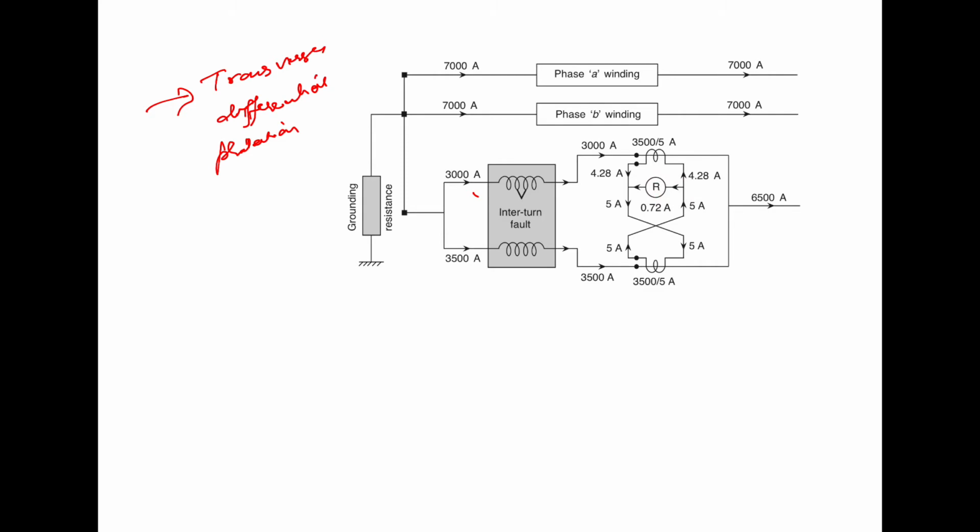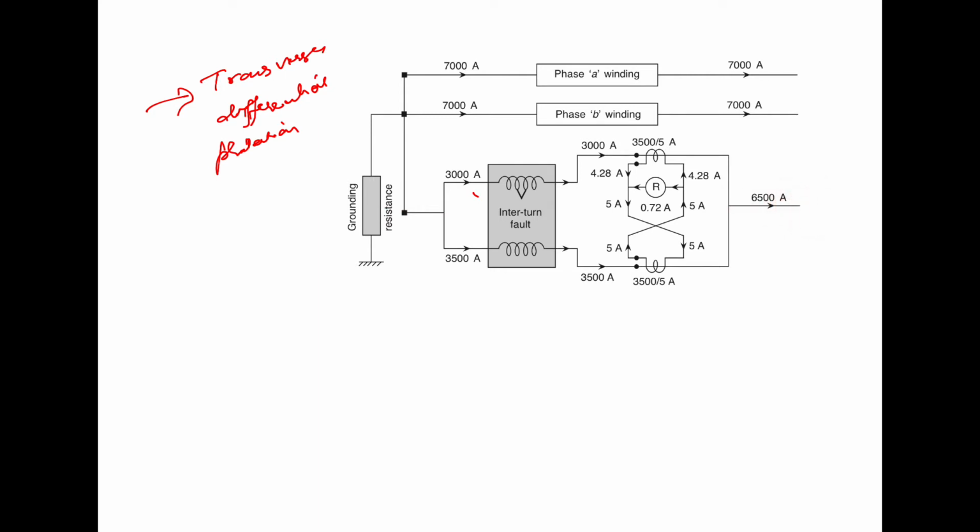Now again I can say that the half of the winding in which there is the interturn fault is carrying nearly about 3000 ampere, and a healthy half actually carries the 3500 ampere, and the current entering the phase C winding as a whole is 6500 ampere. From here it is 6500 ampere, which is same as that which is leaving. That is, this current is 6500 ampere and which is leaving is 6500 ampere.